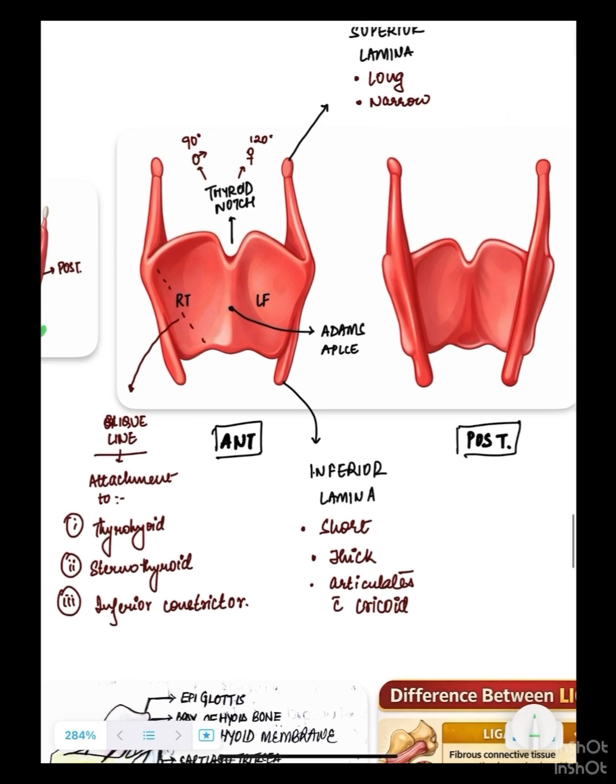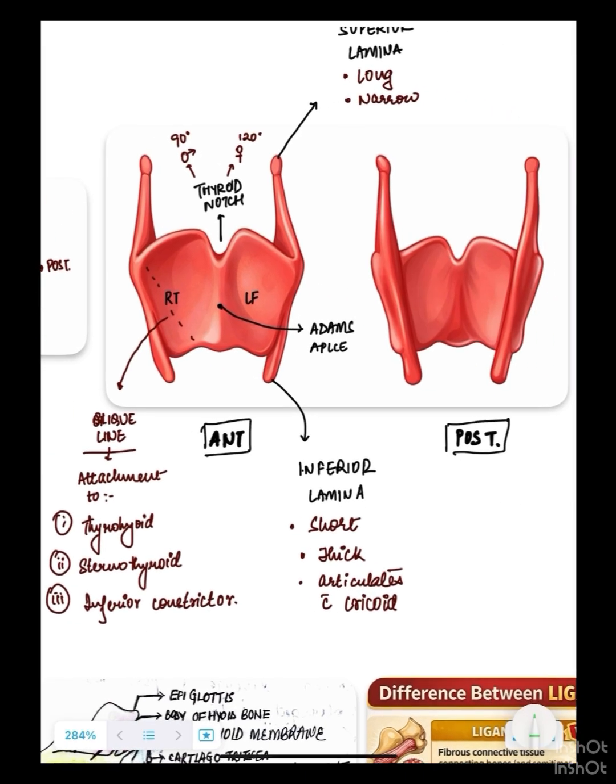It also has two lamellas or two halves. This is the right lamella and this is the left lamella, or the right half and the left half, whatever you want to call it. They fuse in the midline, as you can see, and there is a depression over here which is called the thyroid notch. The dimensions of the thyroid notch are different for male and female. I have written over here, it is 90 degrees and 120 degrees.